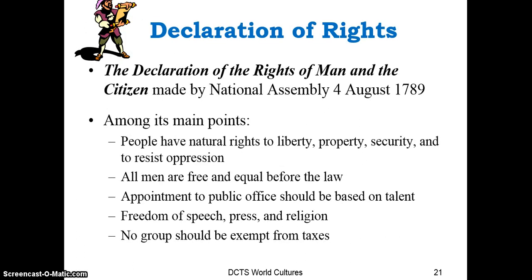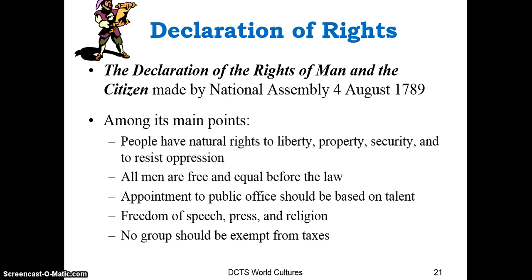Declaration of Rights. The Declaration of the Rights of Man and Citizen was made by the National Assembly August 4th, 1789. We're actually going to be looking at this a little bit more in depth, but a couple of its main points. People have natural rights to liberty, property, security, and resist oppression. All men are free and equal before the law. Appointment to public office should be based on talent, freedom of speech, press, and religion, and no group should be exempt from taxes.